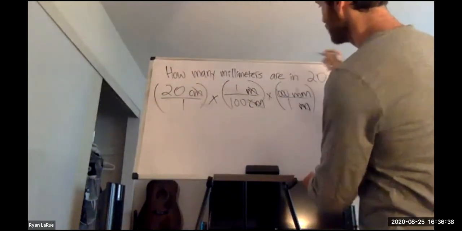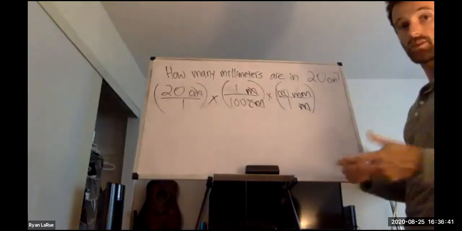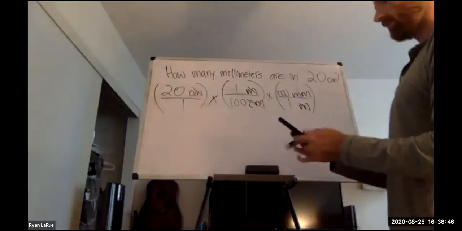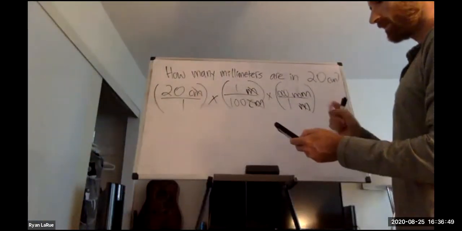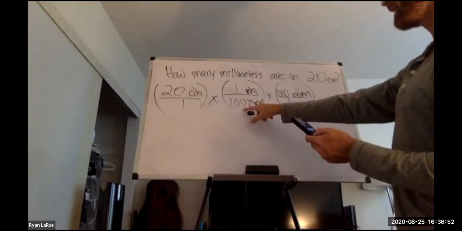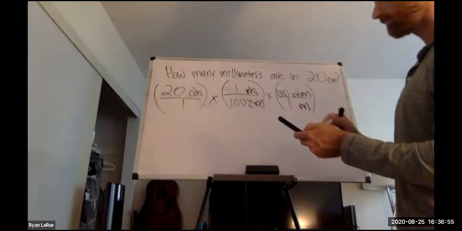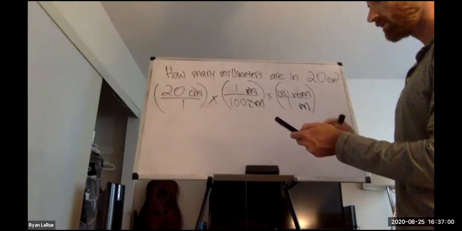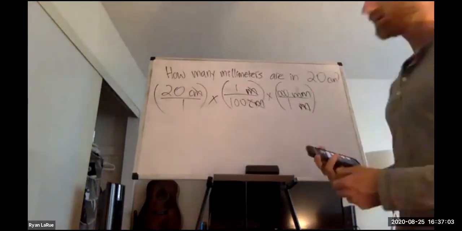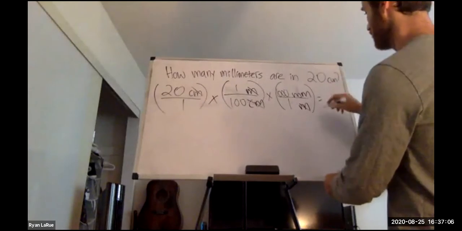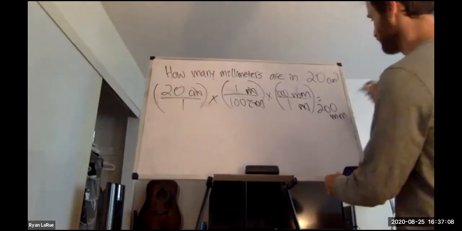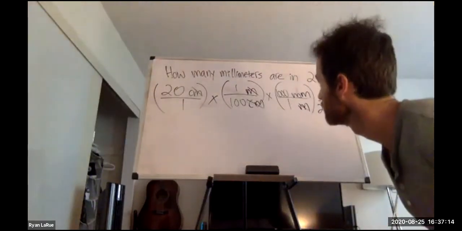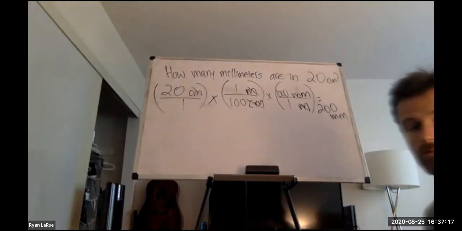And now the only thing we do is do the math with a calculator. So use my phone here. So 20 is going to be divided by 100. And then you get that answer, and then multiply it by 1,000. And the answer is 200. We get the answer is 200 millimeters. That's how many millimeters are in 20 centimeters.